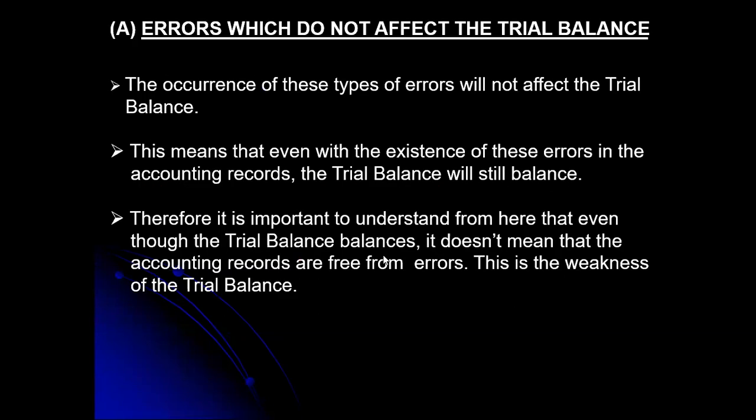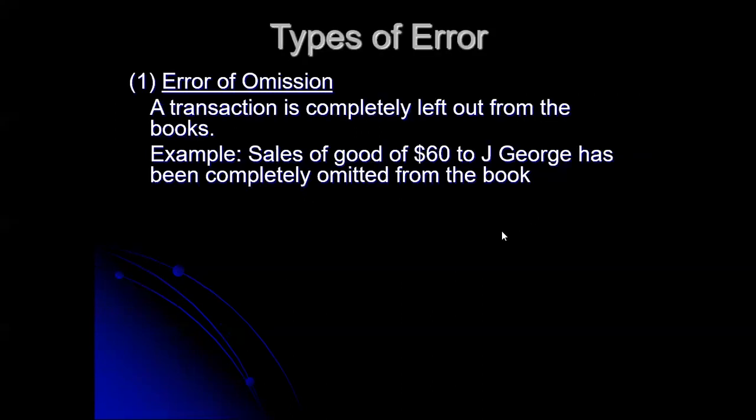Under category A, as I've mentioned, these errors do not affect the balancing of the trial balance. The first error is error of omission. Error of omission is where we have completely left out a transaction. We did not record a particular transaction. We did not debit and credit for that transaction.